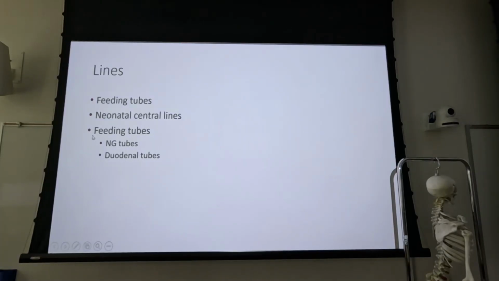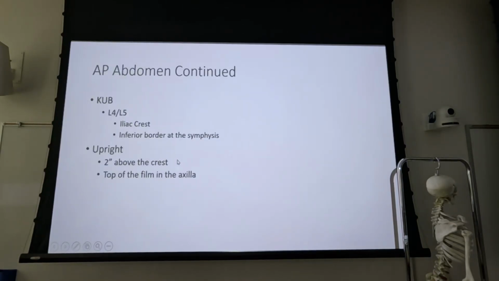And then feeding tubes, we've got NG tubes, duodenal tubes, Dobhoff tubes, maybe even PEG tubes. So positioning would be at the iliac crest, L4, L5, inferior border at the symphysis pubis. I know I have beaten this to death, but highly recommend you never palpate for a patient's symphysis pubis.